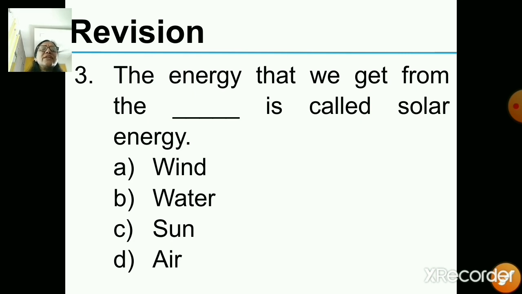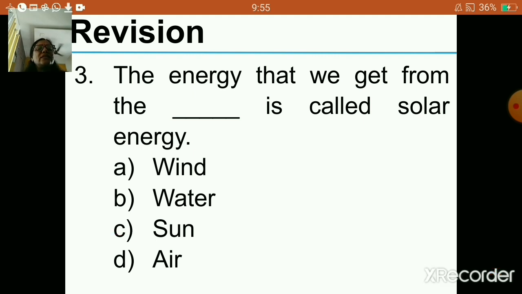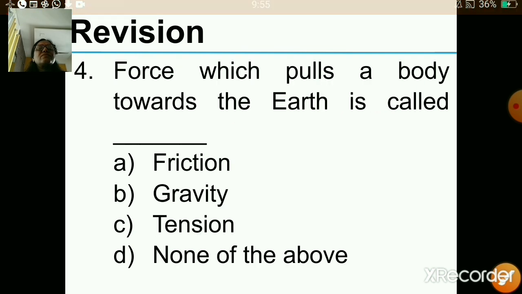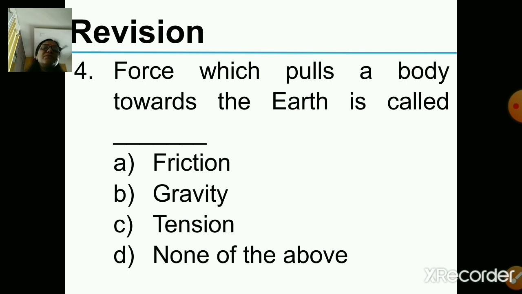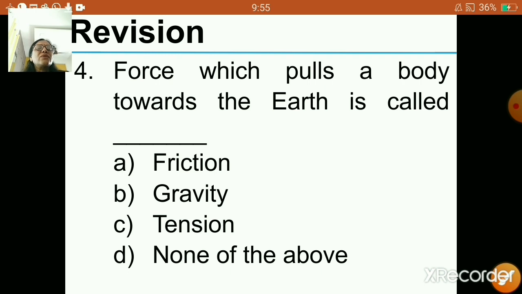The energy that we get from the dash is called solar energy. The options are wind, water, sun, air. Very good. Solar energy means it should be sun. So the energy that we get from the sun is called solar energy. Next one. Force which pulls a body towards the earth is called dash. You must be knowing this also. Let us see the options. Friction, gravity, tension, none of the above. Yes, it is gravity. Very good. Right, children?